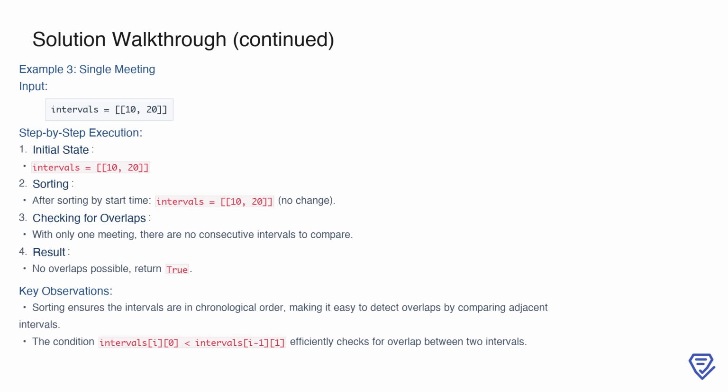From these examples, we can observe that sorting the intervals by their start times simplifies the process of detecting overlaps. By ensuring the intervals are in chronological order, we can efficiently check for overlaps using a simple condition.